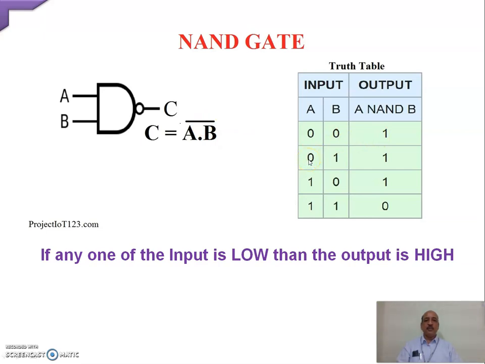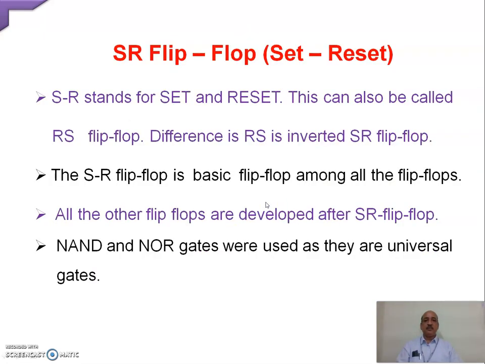Similarly, if A is 0 and B is 1, 0 into 1 is 0, 0 bar is 1. And if A is 1, B is 0, then 1 into 0 is 0, 0 bar is 1. The last case, where A is equal to 1 and B is equal to 1, 1 into 1 is 1, 1 bar is 0. So from this table it's clear that if any one of the inputs is low, then the output is high. First we will discuss the SR flip-flop.